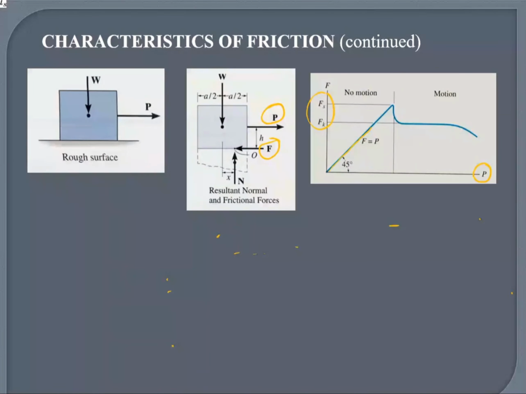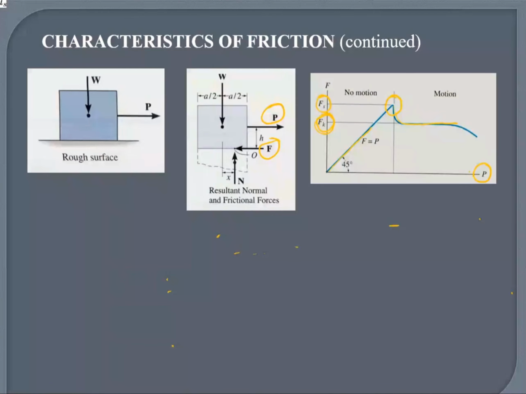At this point, the object is at the verge of moving. This will be your maximum friction force. That's the maximum static friction force. And once the object starts moving, your friction force gets constant and you get a straight line. Your friction force has now reduced, and this is what we call kinetic friction.